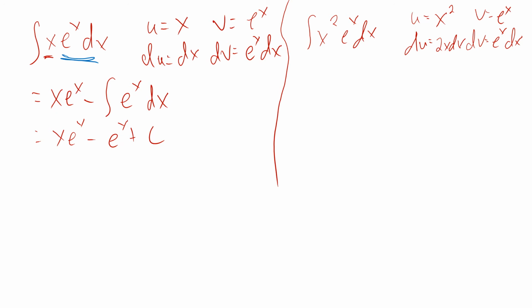Plug it in. We'll have x squared e to the x minus the antiderivative of e to the x times 2x dx. I'm going to put the 2 out in front: e to the x times x e to the x dx. We can't just take the antiderivative of that. This is where we would have to do it again.